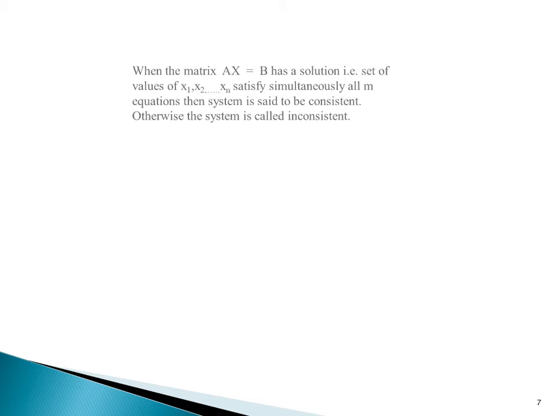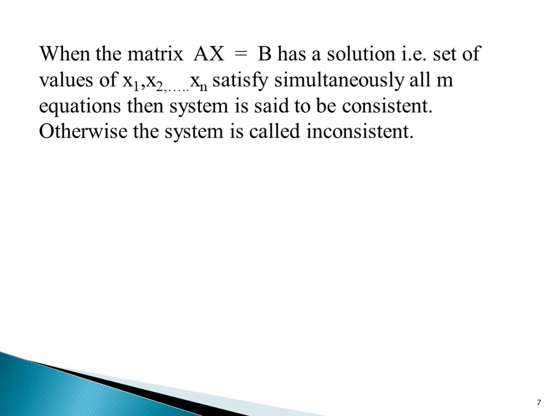When the matrix equation AX = B has a solution, that is, a set of values of x1, x2, x3 up to xn satisfies simultaneously all m equations, then the system is said to be consistent, otherwise it is inconsistent. We will discuss this in detail in examples.